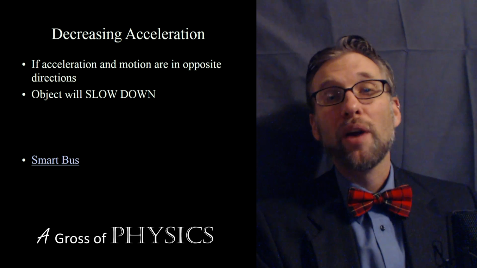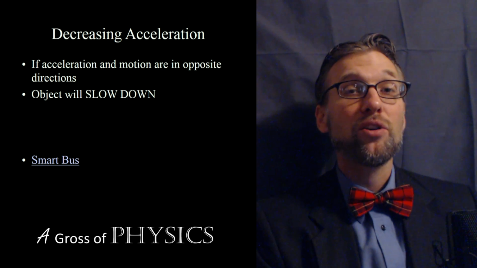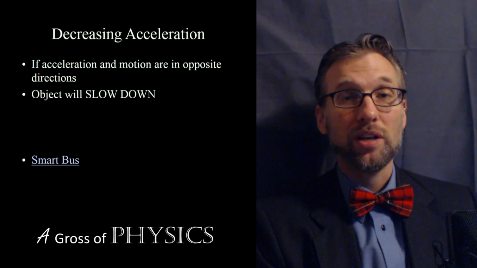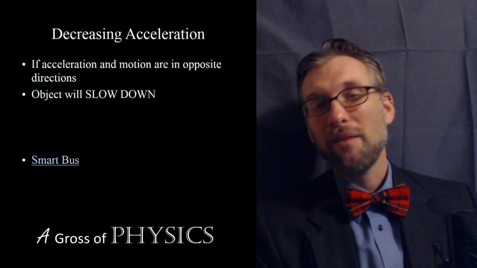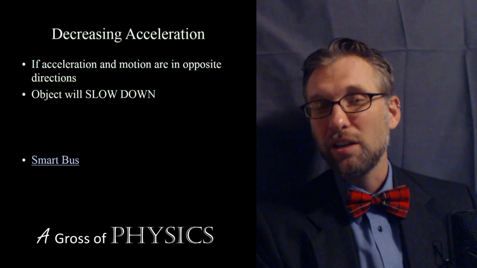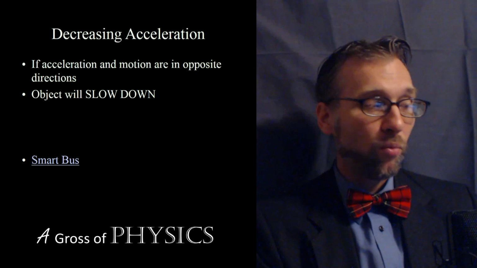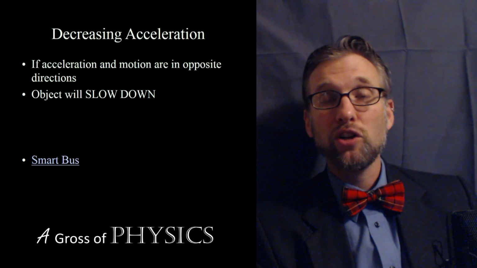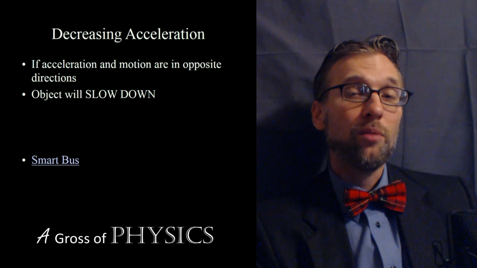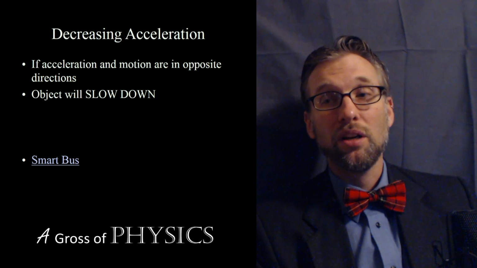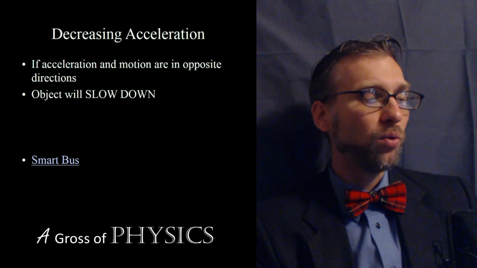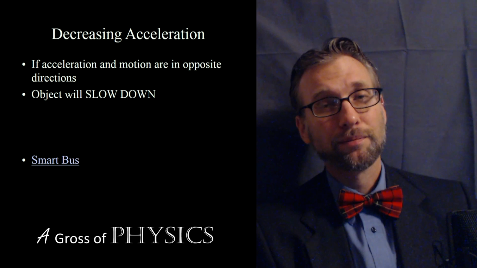So just knowing the direction an object's moving and the direction of the acceleration can help us determine whether or not an object is going to speed up or slow down. When we travel in circles, things get a little different than that, and we'll talk about that more later. But just knowing the direction of the acceleration and the direction of motion will help us determine what type of motion we'll have, whether or not an object will speed up or slow down.